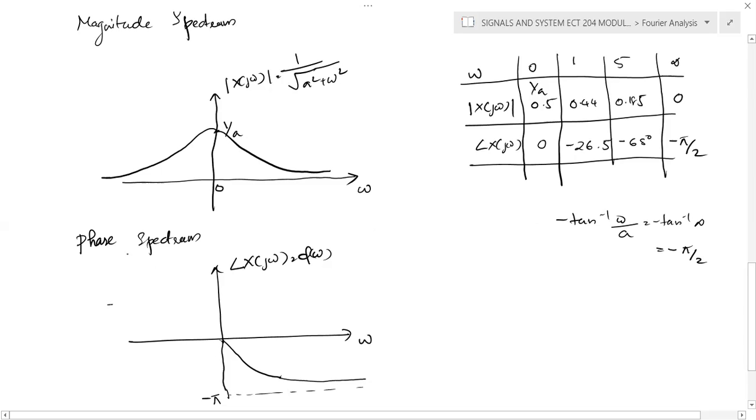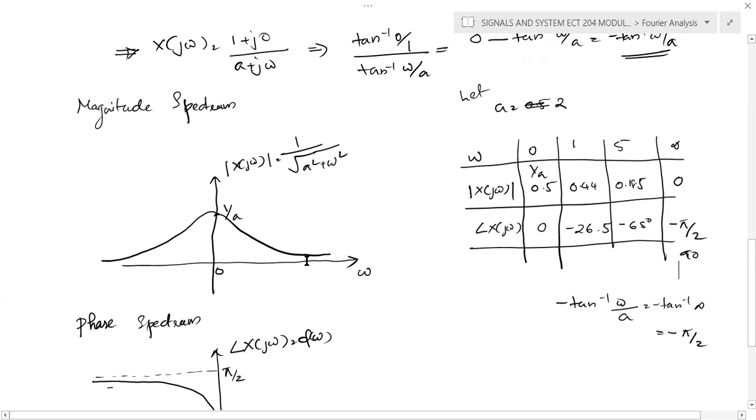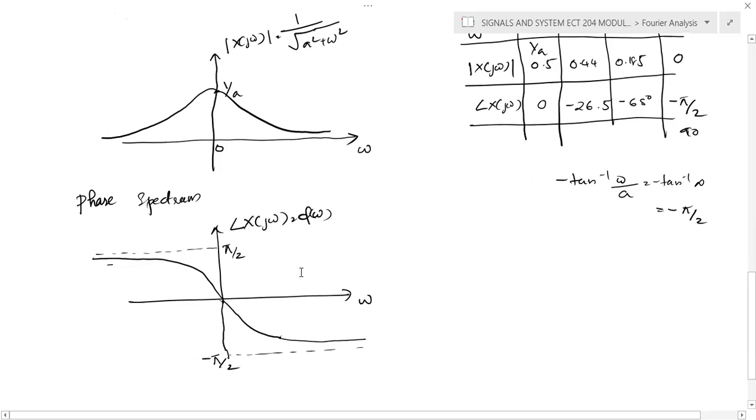And it's an odd function. So phase spectrum is always an odd function for real signals, so you'll get exactly the opposite waveform on the negative side. So it will be plus pi by 2. Sorry, it's not minus pi, it's pi by 2 and minus pi by 2 because it's a 90 degree. Okay. So this is the spectrum of the signal. So magnitude spectrum and phase spectrum.